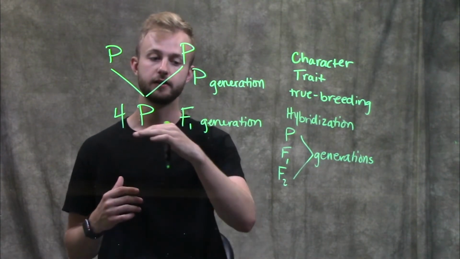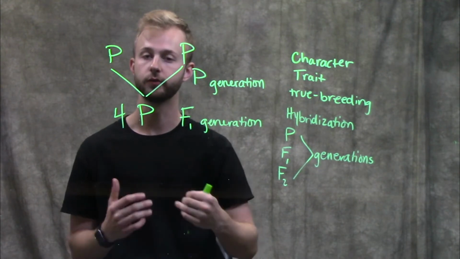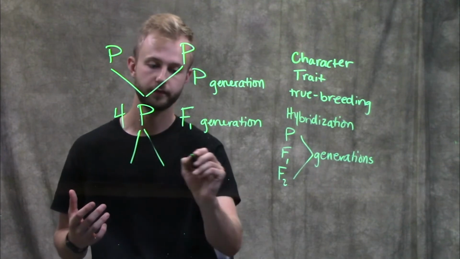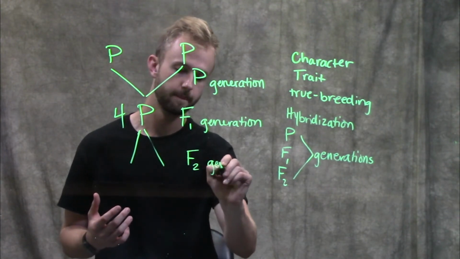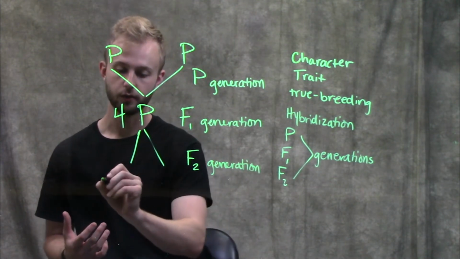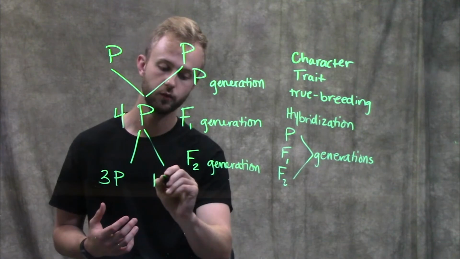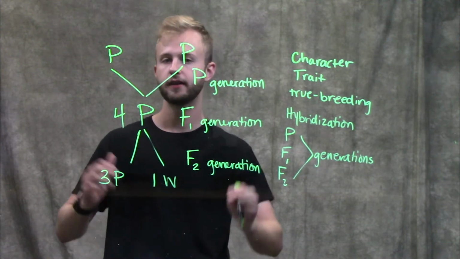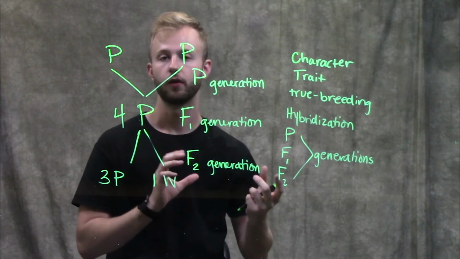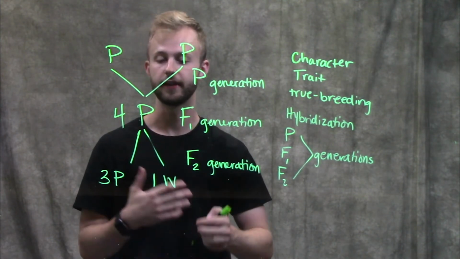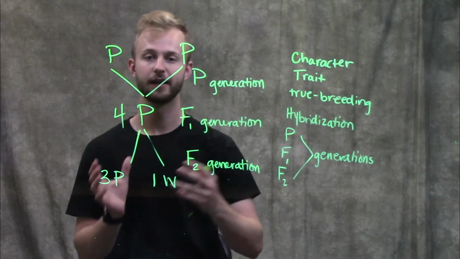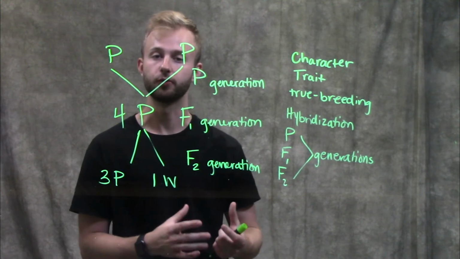So we need to allow the F1 plants to also reproduce, and that's going to give us our F2 generation. And so this is where we can start to see things change. So in our F2 generation, we'll have 3 purple plants and 1 white plant. And so through this whole process, Mendel was able to figure out what traits were dominant or recessive and how these inheritance patterns worked in pea plants, and then we're able to apply that to other more complex organisms as well.